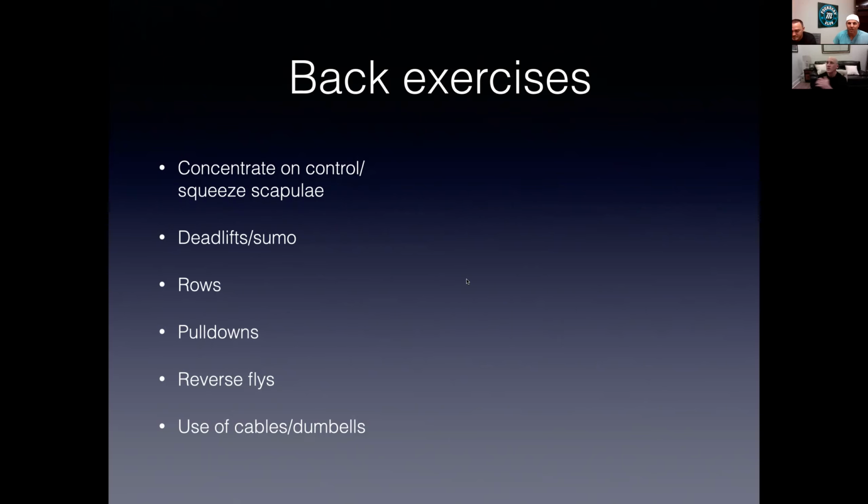Rows. You can do these in any number of ways. You can do it with your hands here. You can do it with your hands apart. You can do them bent over. You can do them with dumbbells. You can do it with bands. You can do it with cables. All those work. The key thing again is balancing it out, doing some things with the hands closer in and some of them with the hands further out and away from the body.